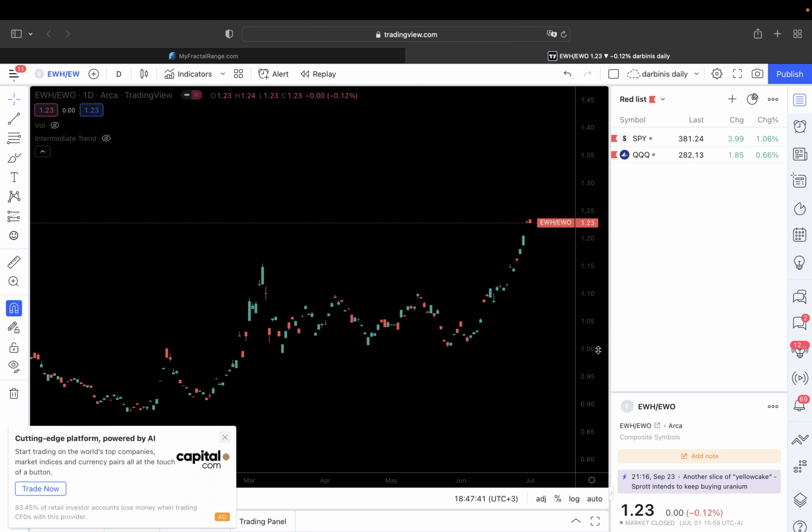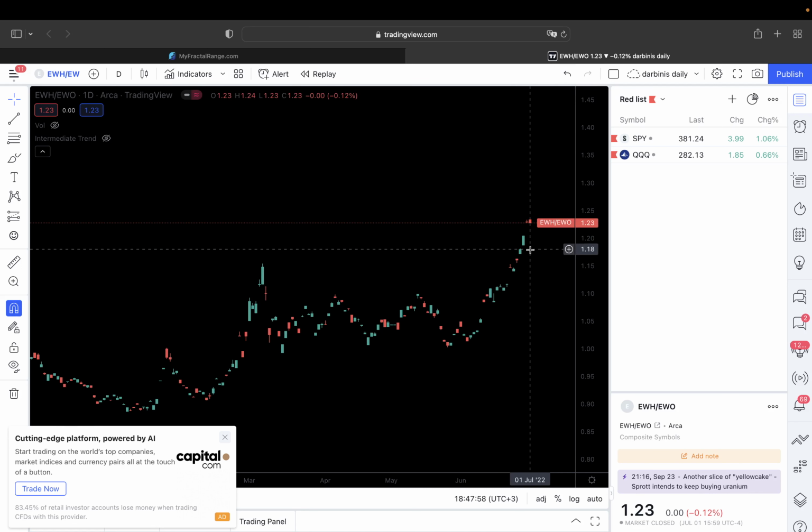But it's still a good thing. So that's why you need to size positions accordingly, because with such gaps, it can go down. The next day, it can go down a lot. So of course, you need to have your risk management in place.